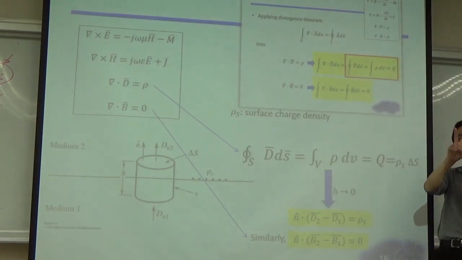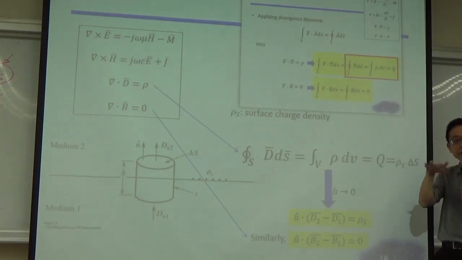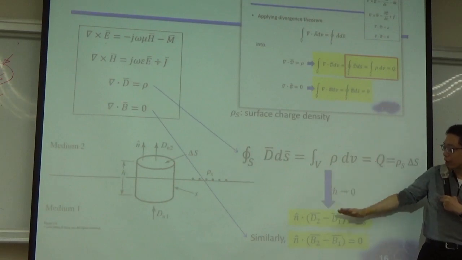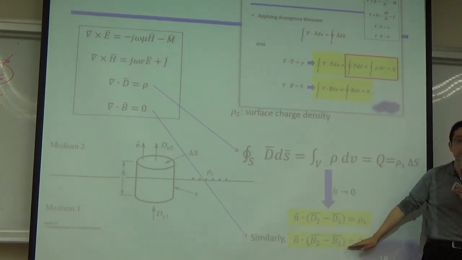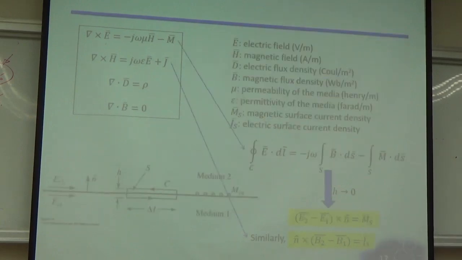Now, these are the first two equations. For these directions, they are the same if there is no charge on the surface. Remember boundary condition 1 and boundary condition 2. We will use this later.